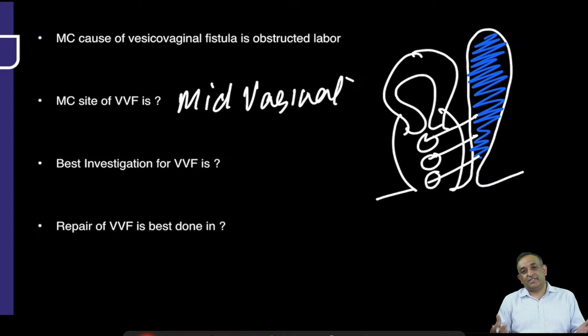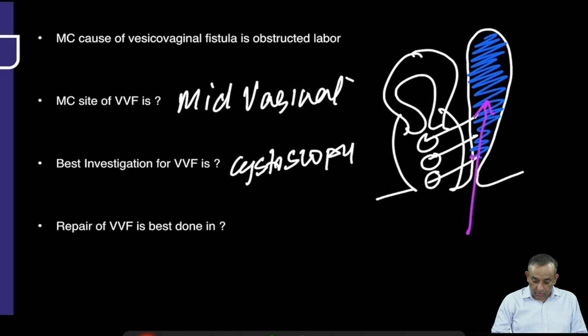Please, who is writing the right answer? Oh, a lot of you are writing the right answer. Yes, MRI is not the best, please. So best investigation of VVF is indeed the cystoscopy. You can get into the bladder and you can localize the site of the fistula. So easy, isn't it? So best is cystoscopy. Three swab test is a good OPD test you can do for the assessment of the site. I'm not saying it's a bad test. You understand it well, I know.